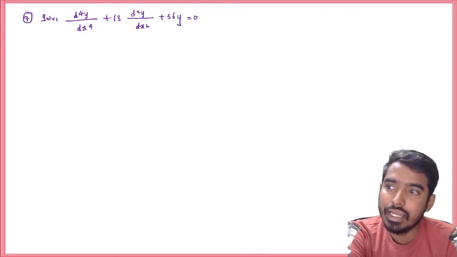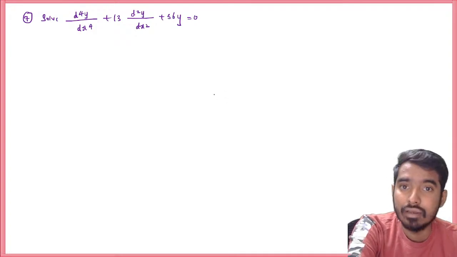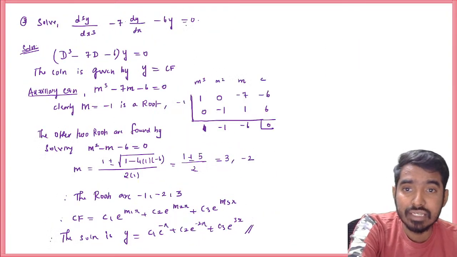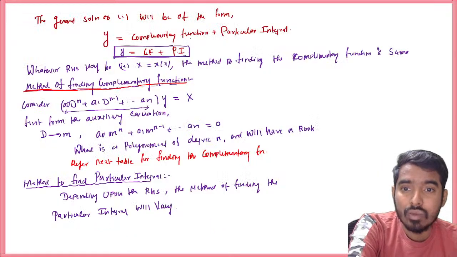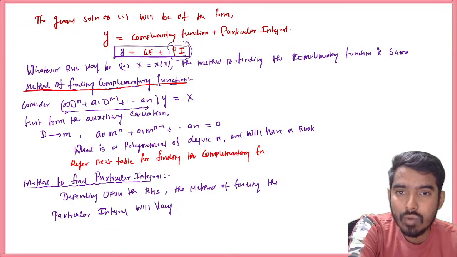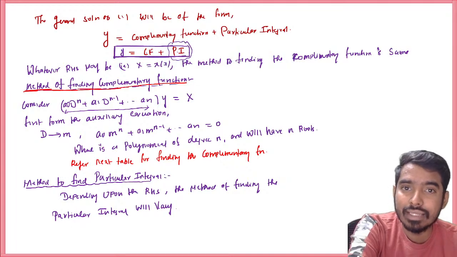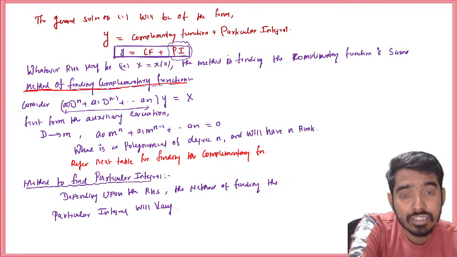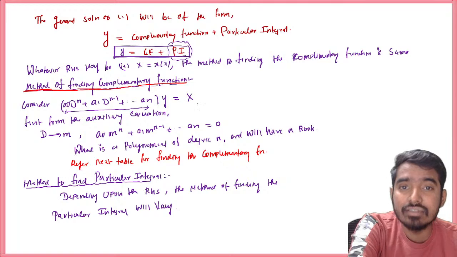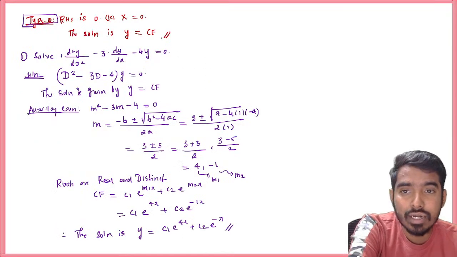See, the method of finding complementary function is very important. I have said that whatever the RHS may be, the method of finding complementary function is the same. The only thing is, for finding the PI, it will vary depending upon the RHS. Now we are in type 0. For type 0, you don't need to find the particular integral. Type 0 is when the RHS is 0. In that case, your solution is only the CF alone.